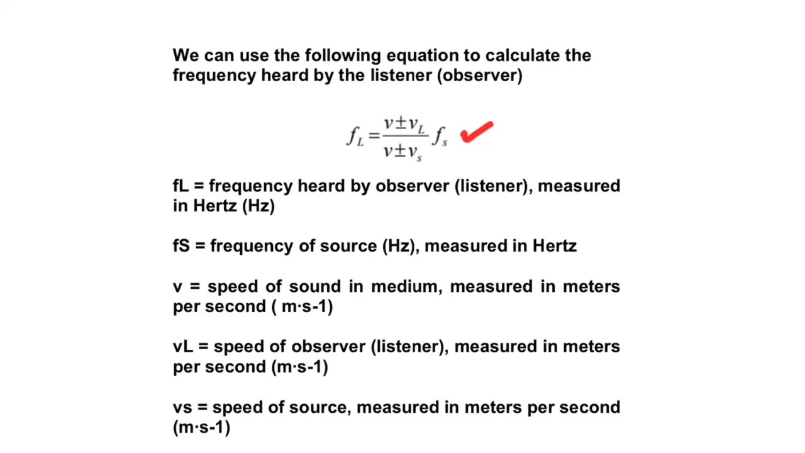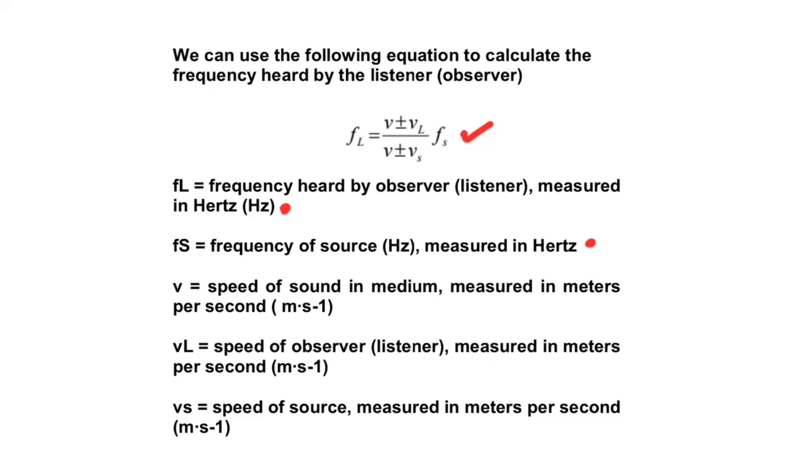And then on the other hand, we have Fs. Fs is the frequency of the source, the frequency that is emitted by the source. It is also measured in hertz. And then we have V. V is the speed of sound in the medium and it is measured in meters per second. Usually, we're talking about the speed of sound in air, which is about 340 meters per second.